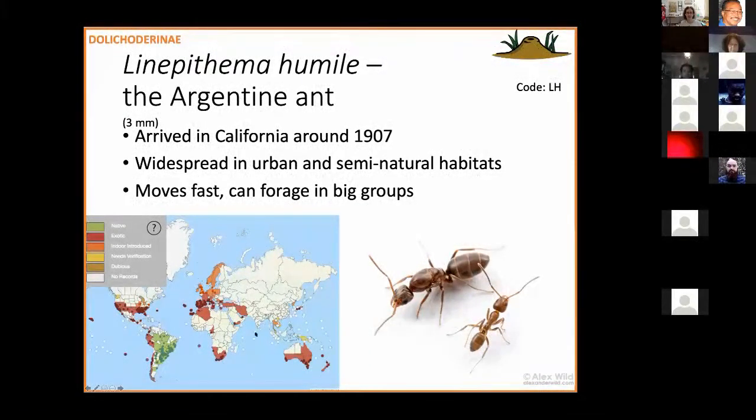So here you could see the Argentine ant distribution map. All the red stuff is where it's not supposed to be, which is different places, mostly with Mediterranean climate. That's why they're so happy here. And then the green stuff is the native zone. And we think that they arrived to California more than 100 years ago and then started spreading.